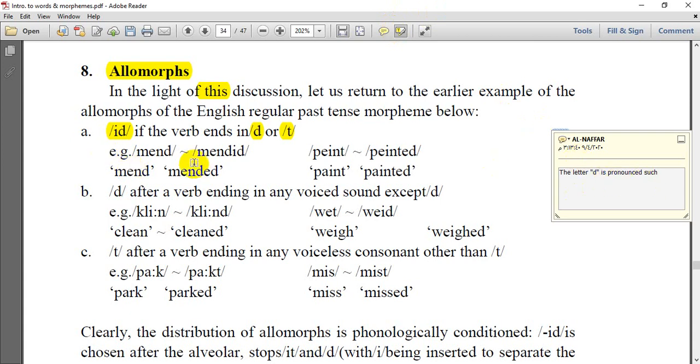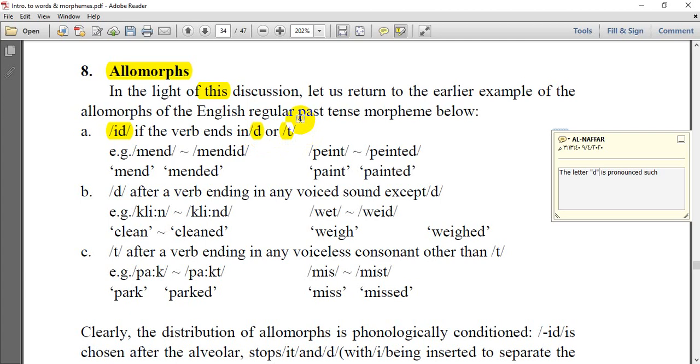For example, here: wanted, ed, played, looked. This sound is an allomorph. Allomorphs are the shape or sound of the morpheme, the variant form of a morpheme.